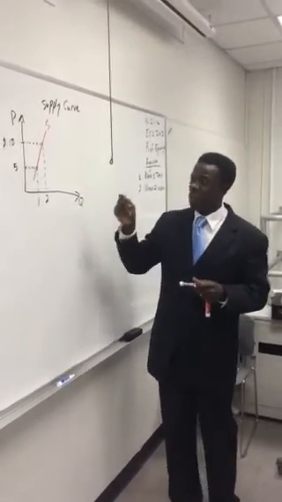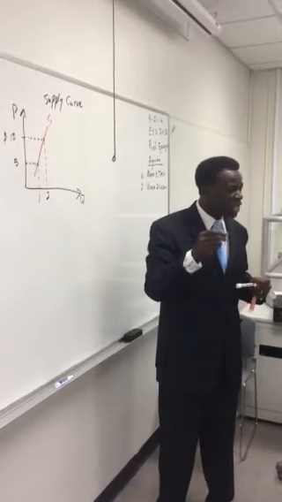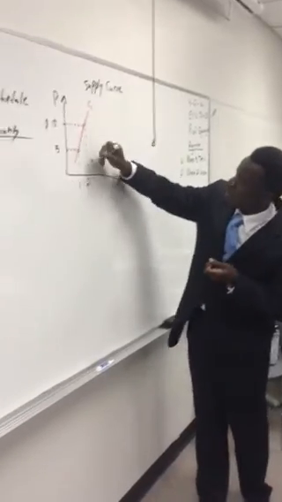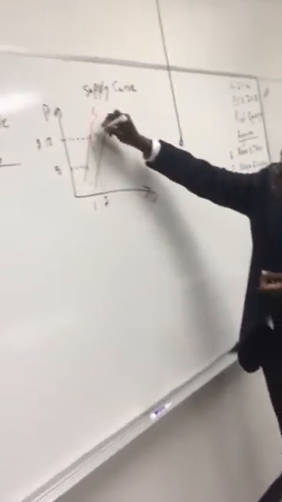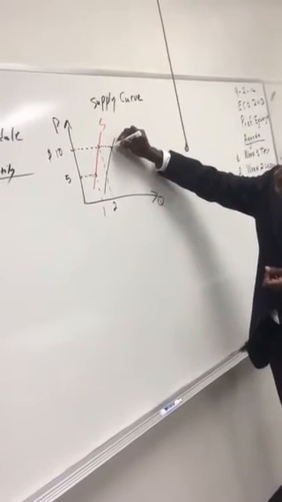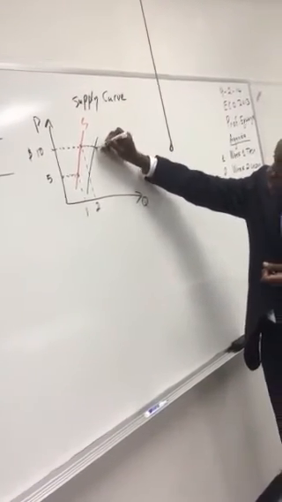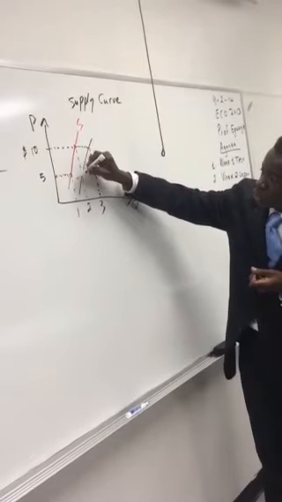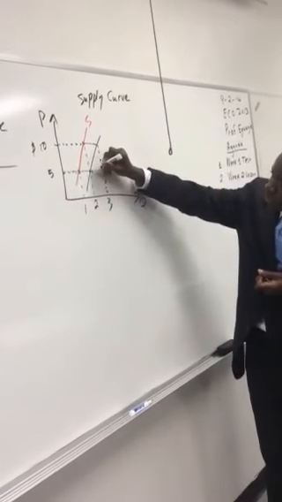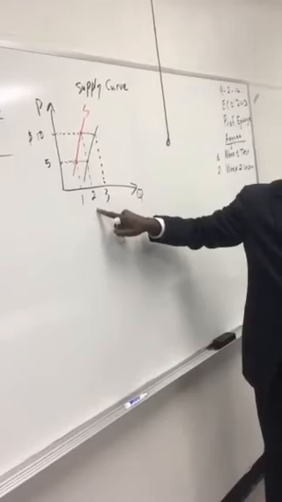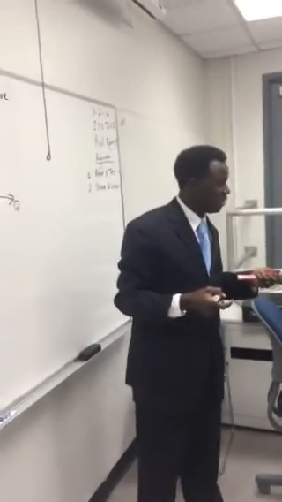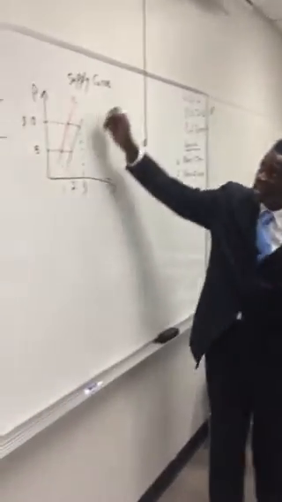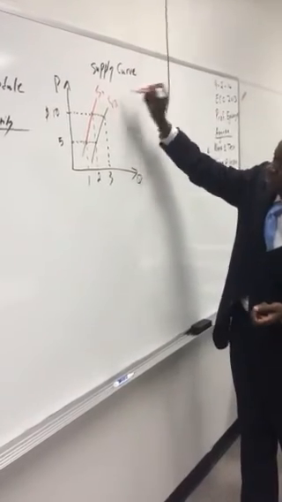When the price of inputs falls, supply will increase. What used to be supplied, 2 at $10, now at the same $10, 3 will be supplied. At $5, they used to supply 1, and now they will supply 2, because the price of inputs is falling. Let's say the price of crude oil falls, and supply increases from S1 to S2.